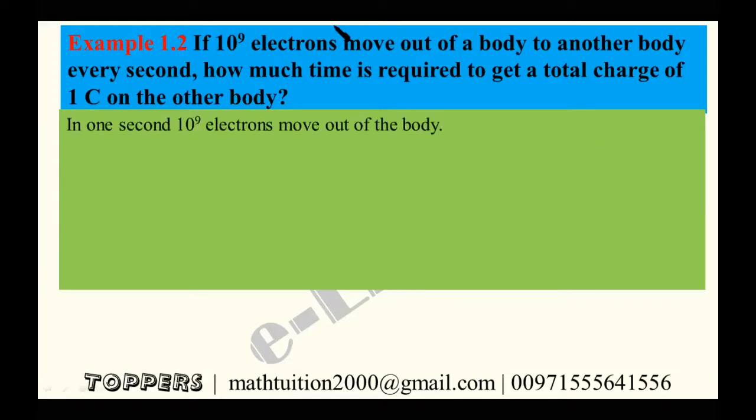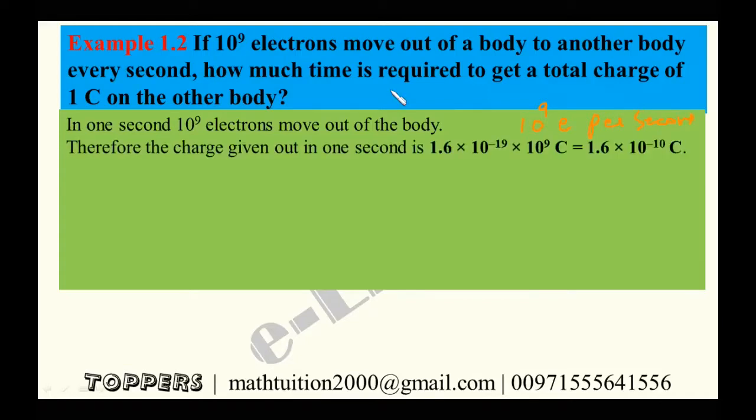In 1 second, 10 raised to 9 electrons move out of the body. Rate of transfer is 10 raised to 9 electrons transferring per second. Now, therefore, the charge given out in 1 second is what? 10 raised to 9 electrons multiplied by charge of one electron, 1.6 into 10 raised to minus 19. So total charge transferring in 1 second is 1.6 into 10 raised to negative 10 coulomb. 1.6 into 10 raised to negative 10 coulomb of charge is transferring in each second.